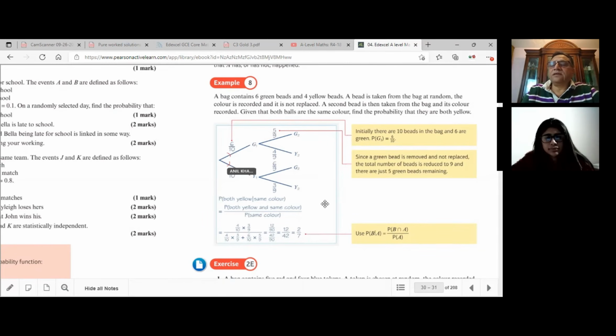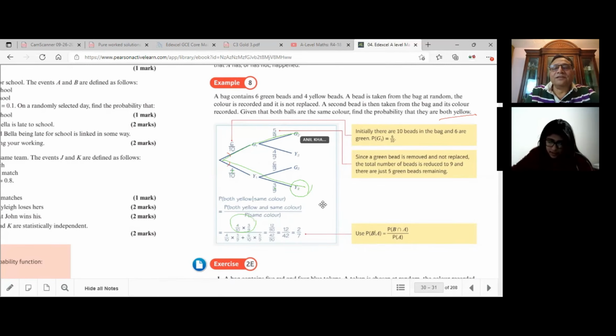A second bead is then taken from the bag and its color is recorded. Given that both beads are the same color, find the probability that they are both yellow. So we have restricted the domain to both the same color: green, green, or yellow, yellow. Do you see that? So given that both are the same color, find the probability that both are yellow. This product will come in the numerator, correct? They both are yellow, so that comes in the numerator.